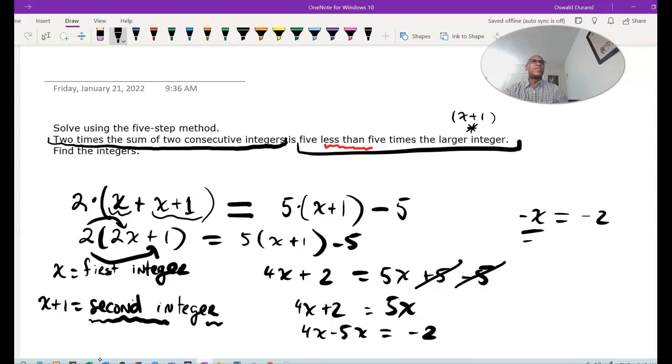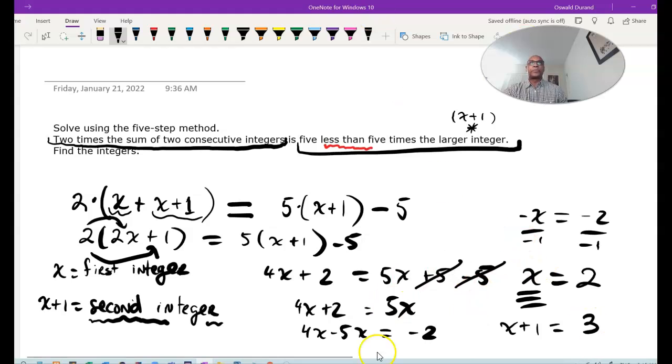And then you divide by negative 1 or multiply by negative 1, doesn't matter. But at the end, you know that x is equal to 2. X is the first integer, which is the smaller integer. Then x plus 1 has to be 2 plus 1, which is equal to 3. So the first integer is 2, and the second integer is 3.